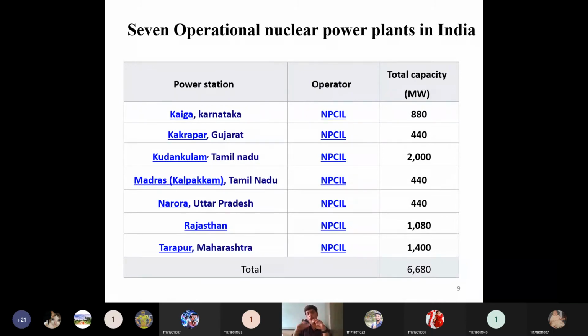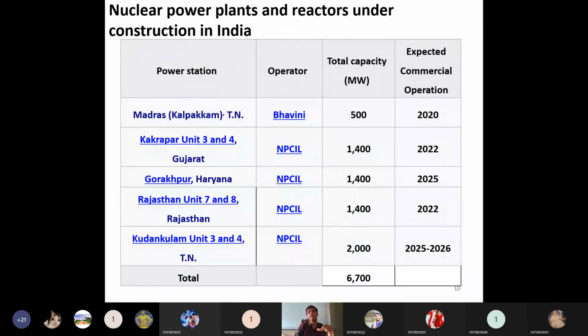This is the already installed, operational capacity. Then there are seven more nuclear power plants under construction in India, that are Madras, Kalpakkam. Another power station is coming, which is operated by Bharatiya Nabhikiya Vidyut Nigam Limited, BHAVINI, with a capacity of 500 megawatts. It is not yet ready, but it is expected to be ready by 2020.